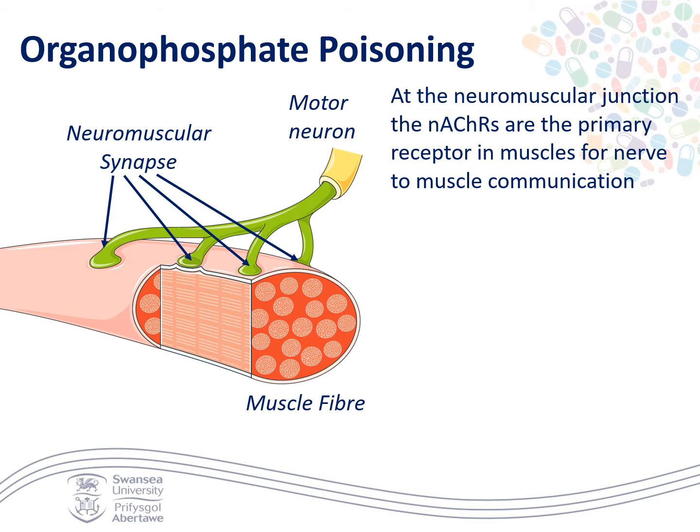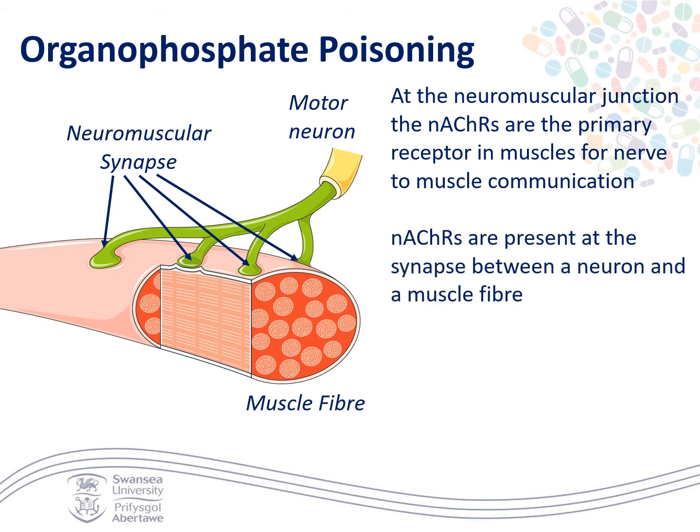And this synapse between the neurons and the muscle is known as a neuromuscular synapse. So slightly different from a synapse between two neurons, because instead this is synapsing with a muscle fiber. And the nicotinic acetylcholine receptors are present at the synapse between that neuron and muscle fiber. And as I say, it's called the neuromuscular synapse, and the activation of the nicotinic acetylcholine receptors results in muscle twitching.